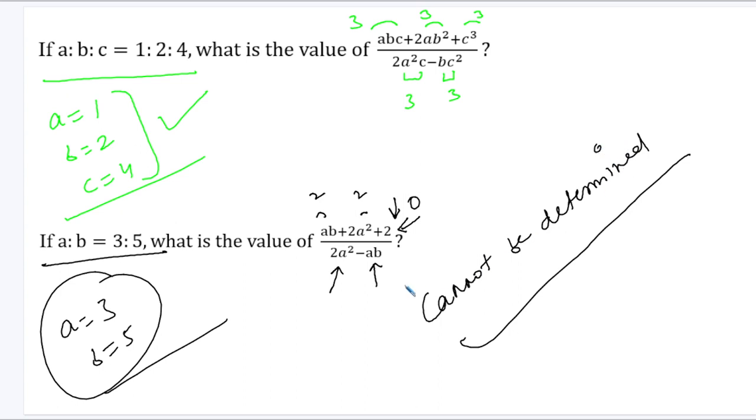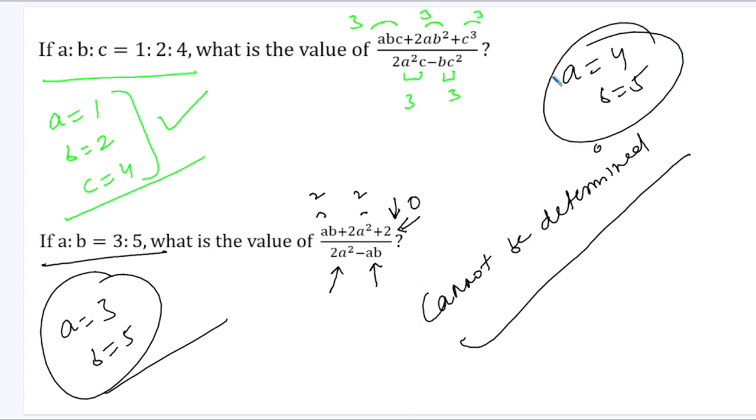So please note that you can simply put the values of the ratio in the expression given only if it has the same power in all the terms in the question. Otherwise, the answer will be cannot be determined. No second thought. Yes, we can solve it if they don't give us the ratio, but give us the proper value. Suppose they say that a is 4 and b is 5, or a is 3 and b is 5, whatever. If they are giving the value, not the ratio, then we can simply substitute those values. But if the ratio is given, we have to be careful about the power distribution.